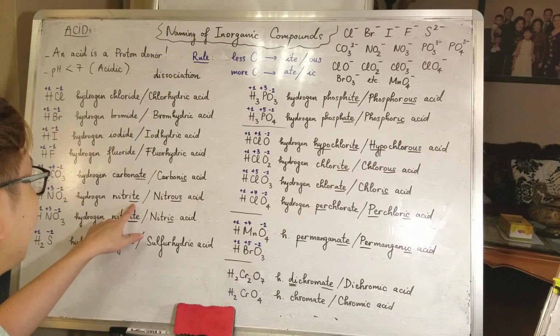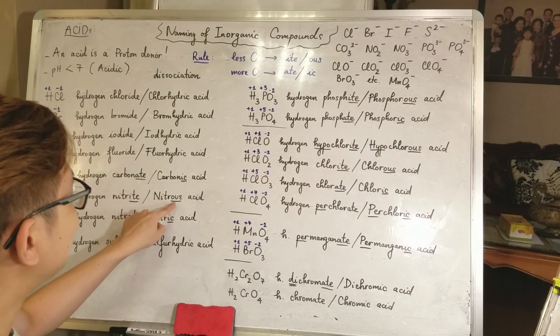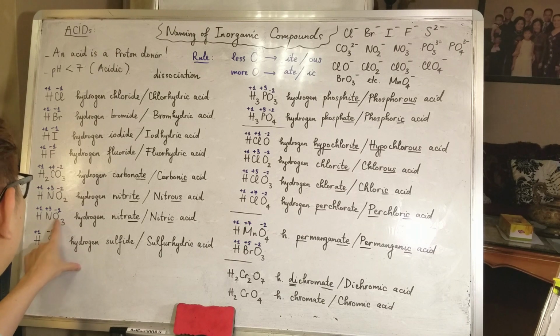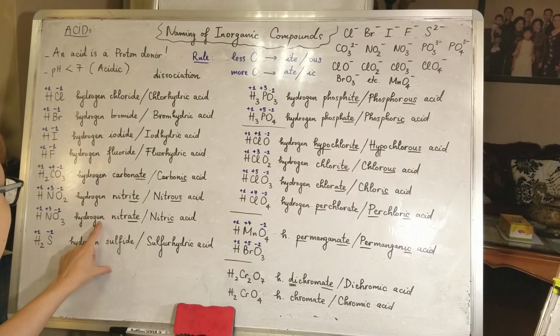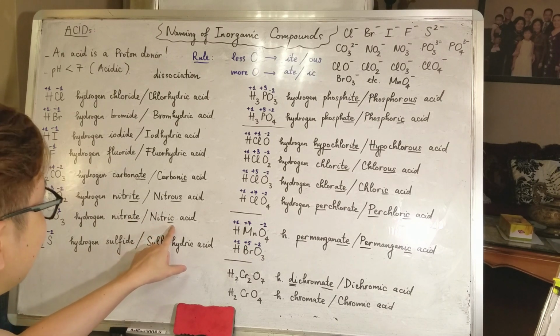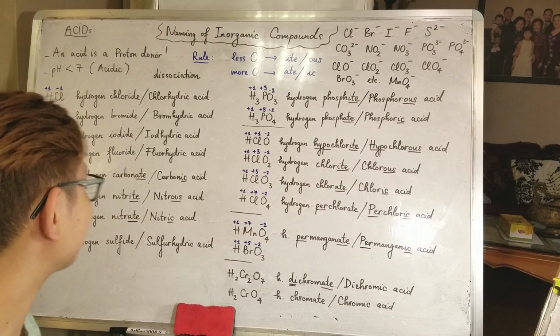And hydrogen nitrite will become nitrous acid. So more oxygen: hydrogen nitrate, and it will become nitric acid. Nitric acid. Okay.